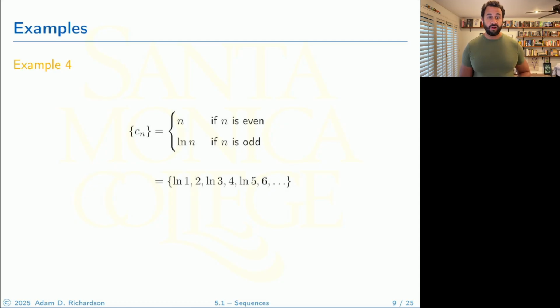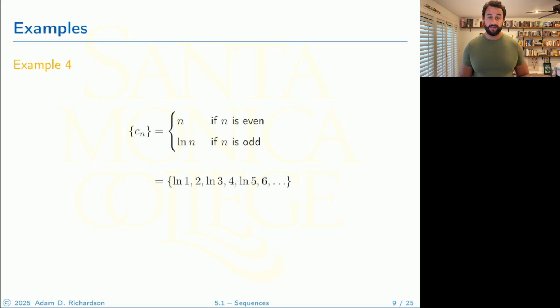Since the natural log function can't accept 0 or any negative numbers, let's just start at 1. So the first one is ln of 1, because when n is odd, we do ln. When n is 2, that's an even number, so it's just going to be the number 2. When n is 3, that's odd, so we do ln of 3. When n is 4, that's even, so we just get 4, and so on and so on. So sequences are very flexible, very versatile. They can kind of do whatever you want. They're just a list of numbers that typically follow some kind of pattern, although they don't even have to follow a pattern.